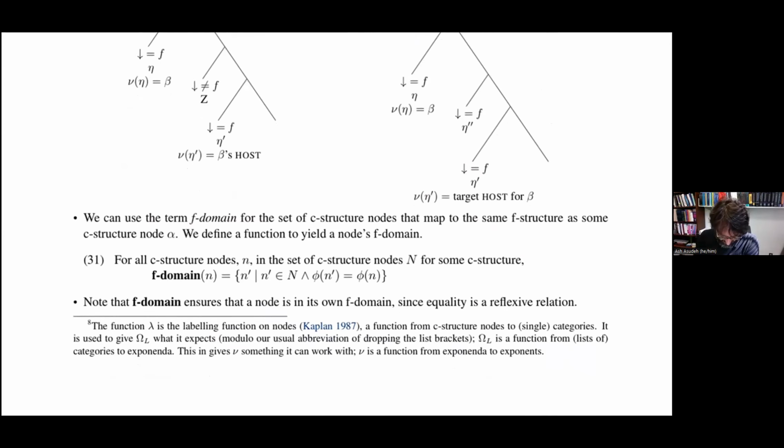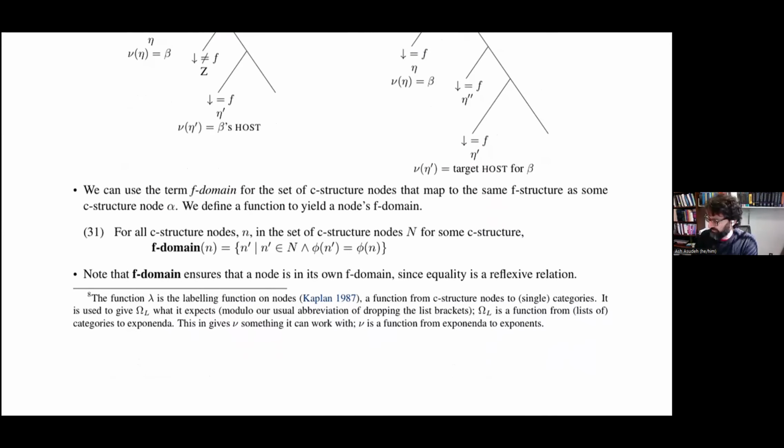Okay, so we can use the term F domain, which is sometimes used in a different sense in the LFG literature, so maybe we should think of a different word for it, for the set of C structure nodes that map to the same F structure with some C structure node alpha. So we define a function to yield the node's F domain. I don't want to read through the function, but basically this gives you all the nodes that map to the same F structure as the thing you're concerned about.